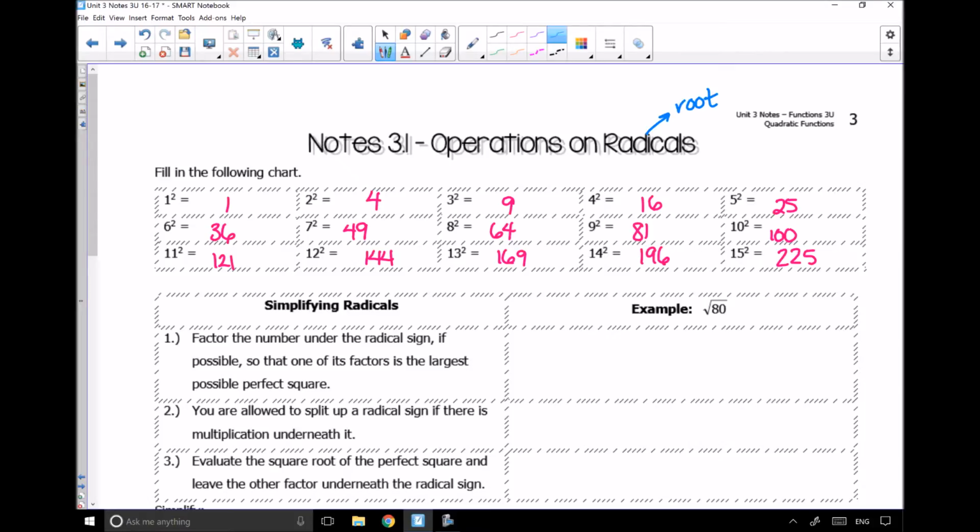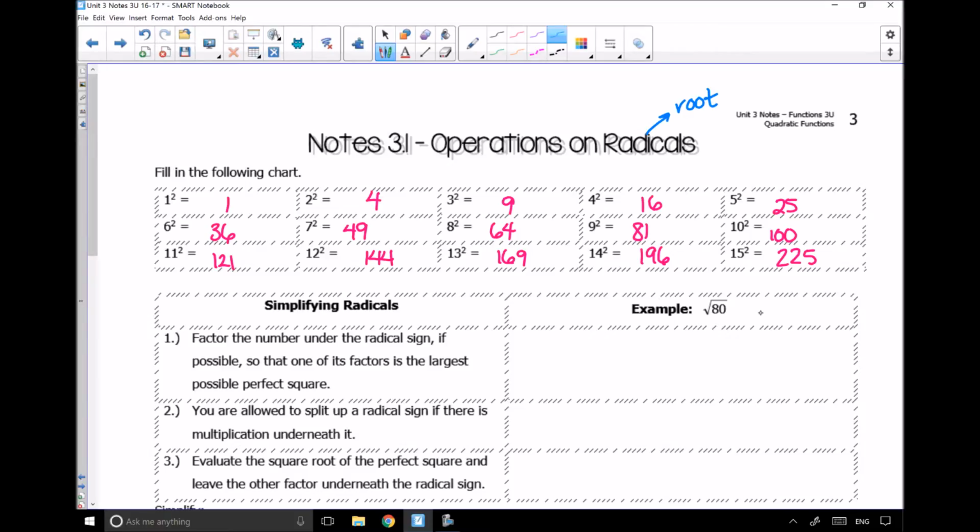And for the purposes of this class, we're only going to deal with square roots, but there are other kinds of radicals like cube roots, fourth roots, fifth roots, and so on and so forth. But we're going to just look at square roots. All right, so how do I simplify a radical? An example that's given to you here is the square root of 80.